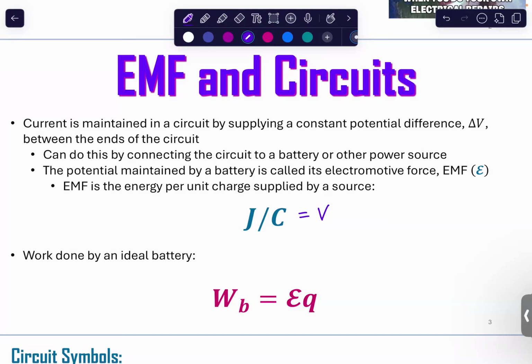So you can have a relationship for work done by an ideal battery, and that's going to be your EMF times Q. Remember, work has to be in joules. So if we take joules per coulomb times coulombs, we get joules. For this one, I want to make sure that we use subscript. The subscript on there is a lowercase b, because capital B will come into play with magnetic fields, and I don't want to use that letter too much.